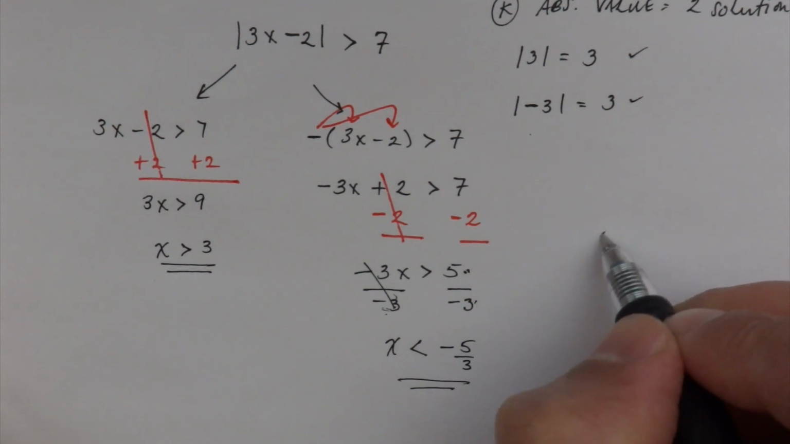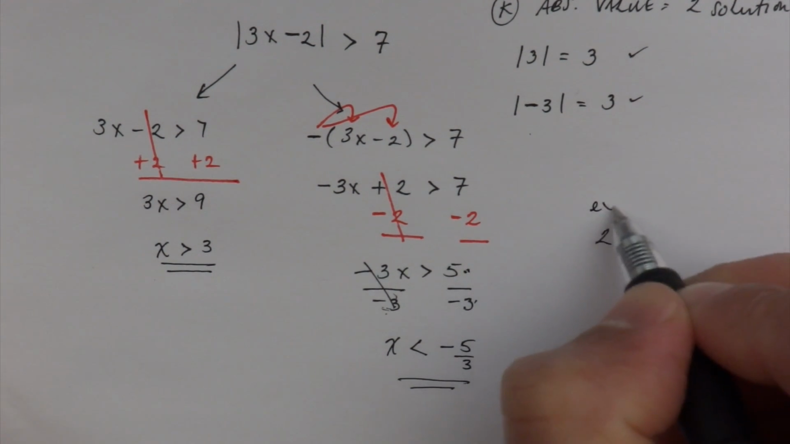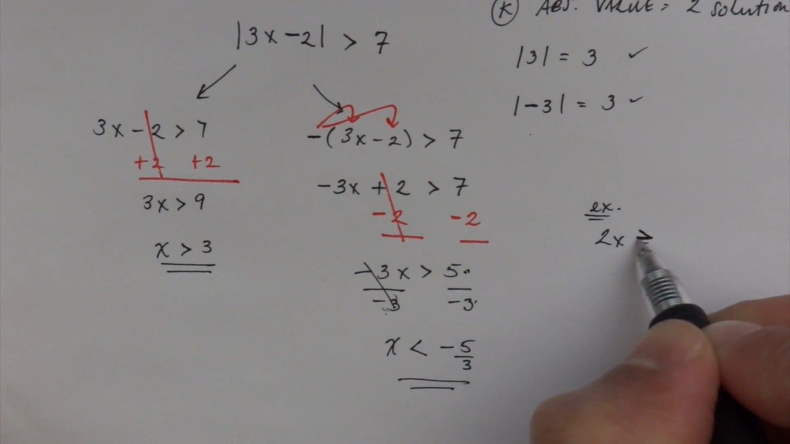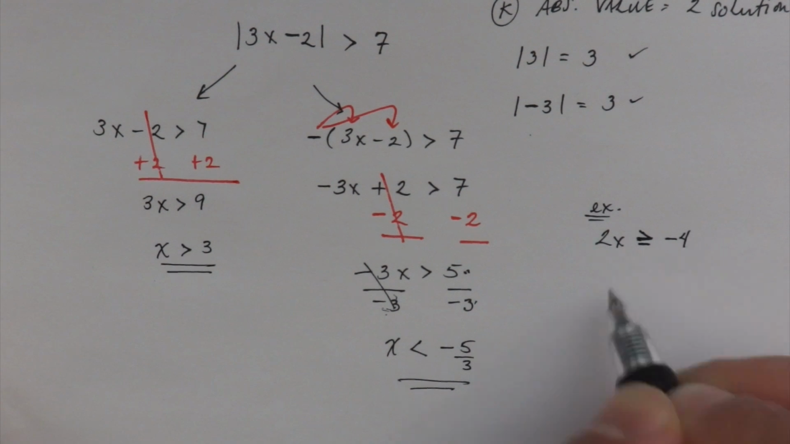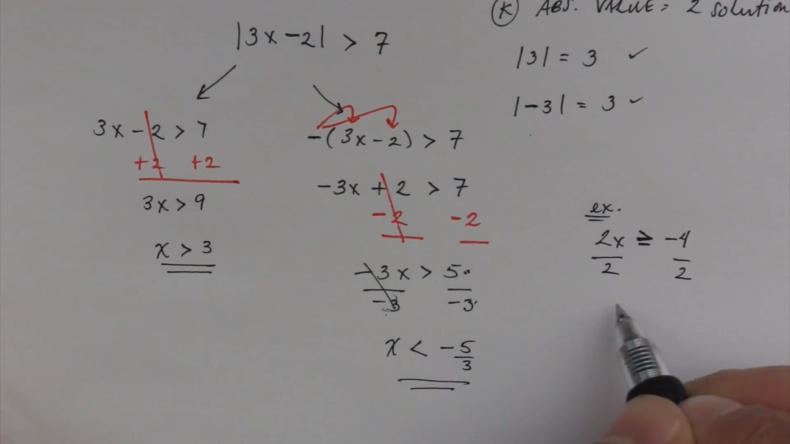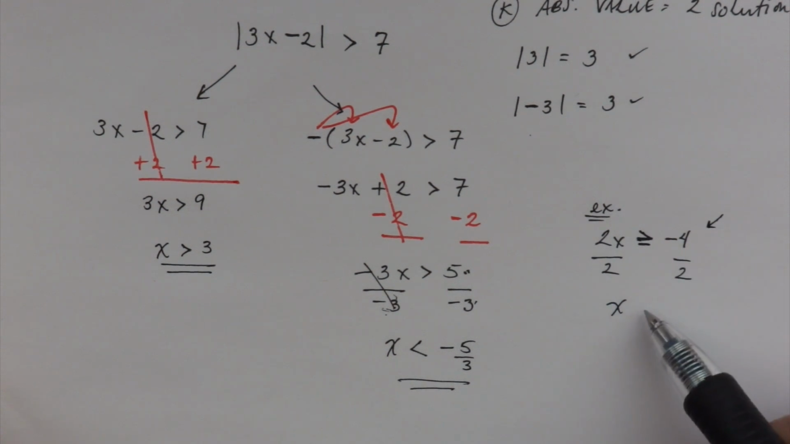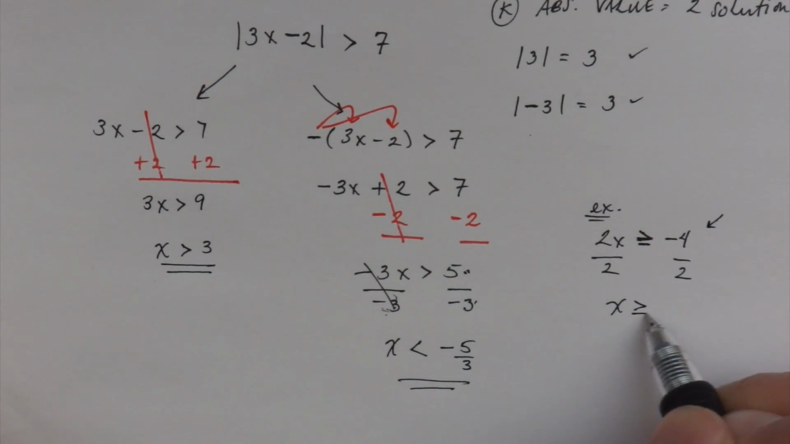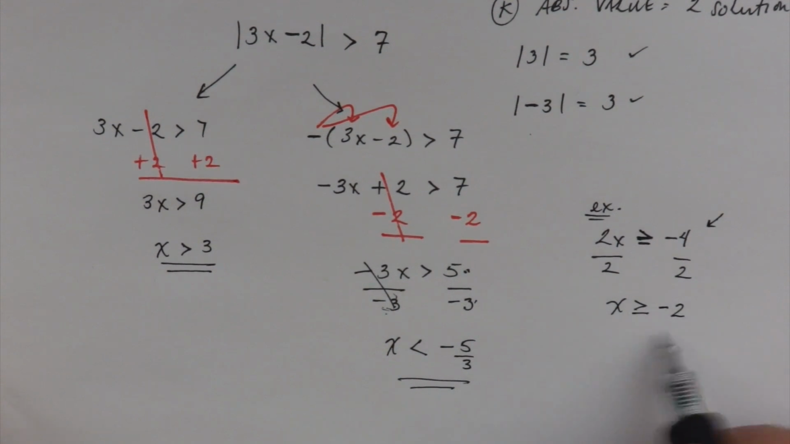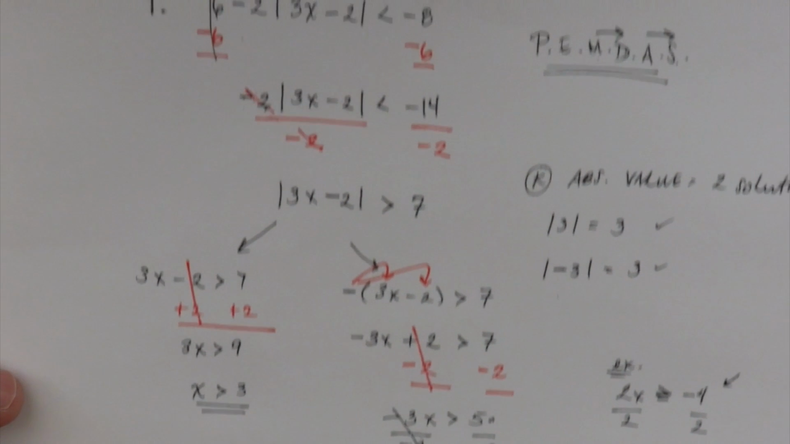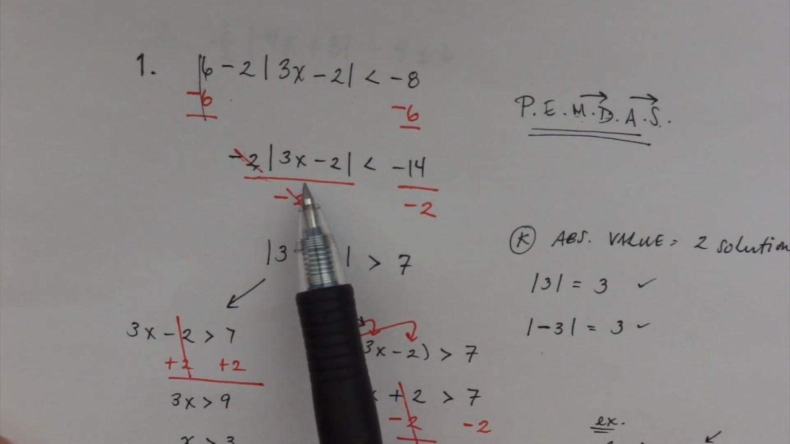A lot of times I'll see my students do this example. I'll see 2x is greater than or equal to, let's say, negative 4. Then they divide by 2, and they think just because you see a negative here that they reverse it. No, you still keep the sign the same. This would be the correct answer. So be careful.